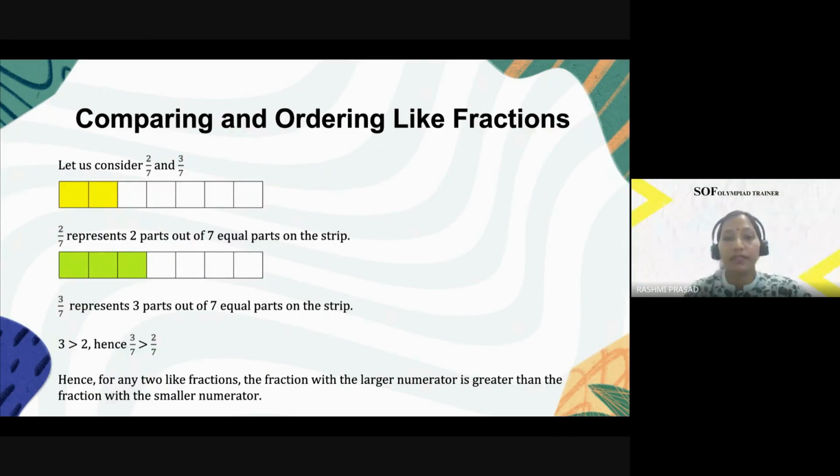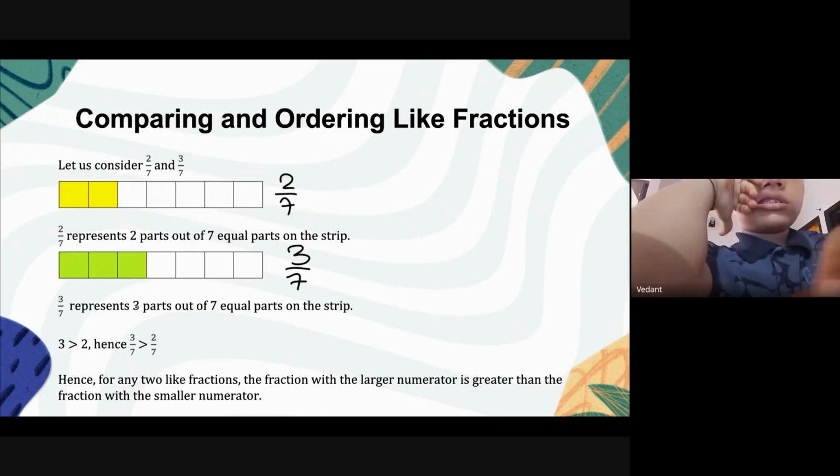Comparing and ordering means we need to decide which is bigger, which is smaller, right? That is comparing. So we have given here two scenarios. Let's consider 3 upon 7 and 2 upon 7. In the first shape, the fraction is 2 upon 7, the yellow part. Two parts are shaded out of total 7 parts. In the second strip, 3 parts are shaded out of 7, right?